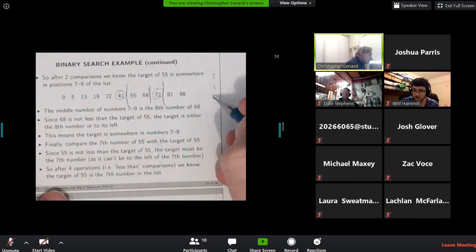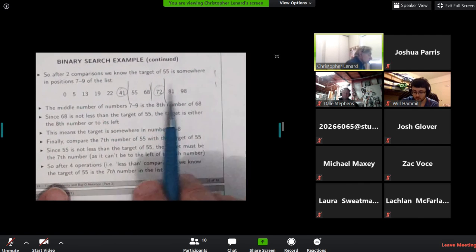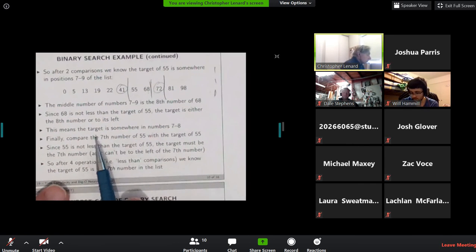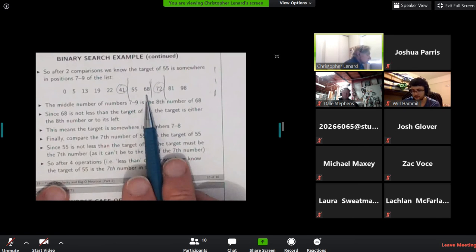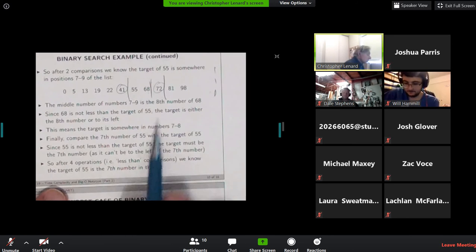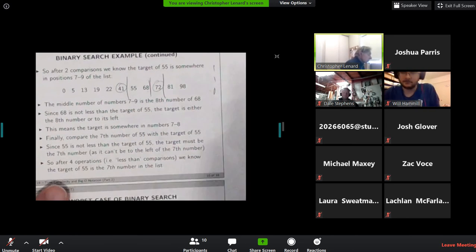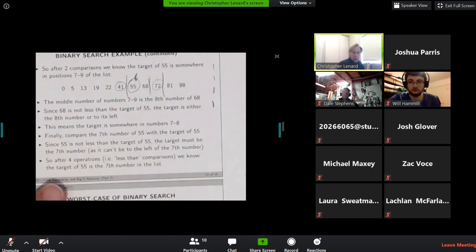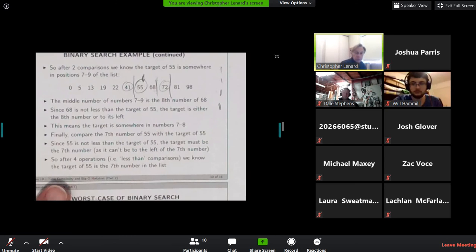So now there was another comparison with 68. So the target's somewhere between this one and this one. Okay, 55 is not less than the target of 55. So it can't be to the left of that. So we've decided this is where it is. So basically we've made 4 comparisons.